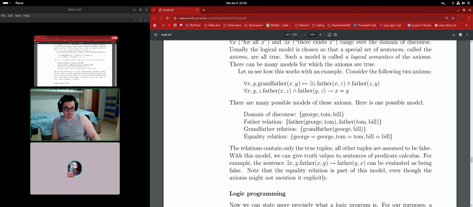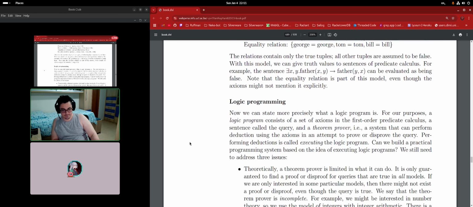With this model, you can give truth values to sentences of predicate calculus. For example, this sentence, which is essentially saying that you are the father of your father, can be evaluated as being false. Actually, this is saying you are your own father, which can only be true in some silly time travel stories. Note that the equality relation is part of this model, even though the axioms might not mention it explicitly.